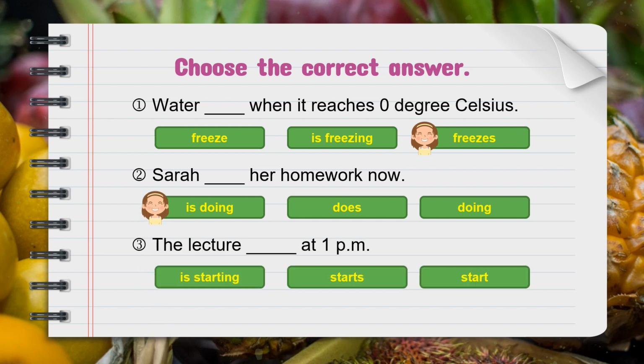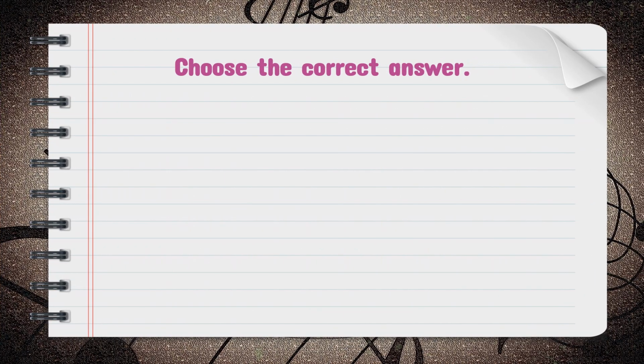Number 3. The lecture at 1 p.m. The lecture is starting at 1 p.m. Do you agree with him? No, it starts. Yes, the lecture starts at 1 p.m. because this is according to a schedule. Now, this is a scheduled action, so we have to use the present simple. So the present simple with a future meaning. Okay, now let's proceed with example number 4.